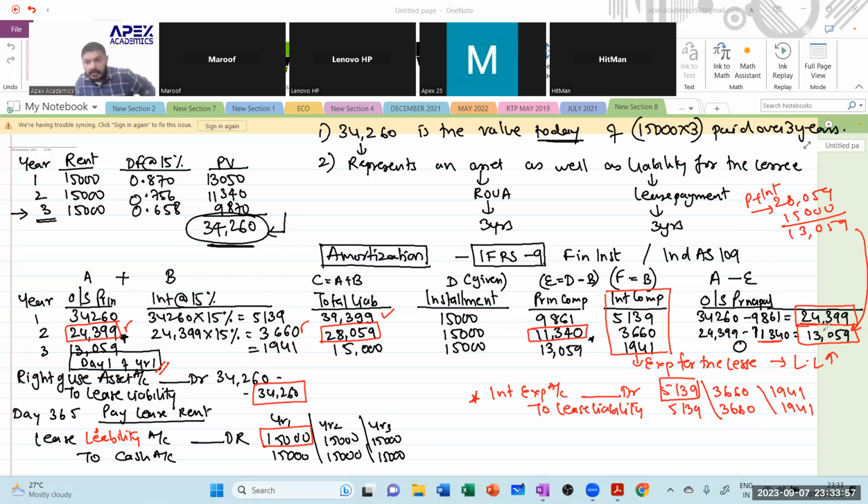Understanding? 13,059. Now, the challenge is every year, since it is an asset, it has to be subjected to amortization or depreciation. So that depreciation is going to be charged. So it will be depreciation account debit to right of use asset. This right of use asset will be depreciated or amortized over the lease period, that is 3 years. So 34,260 divided by 3 gives me the answer 11,420. So that is my annual depreciation.